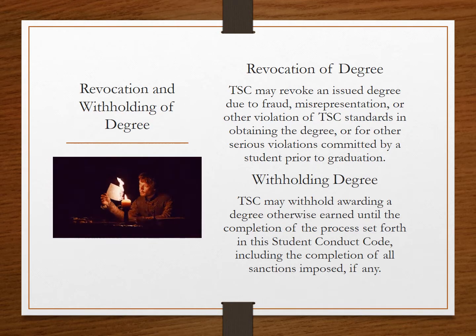Revocation and withholding of degree. Revocation of degree: state colleges may revoke an issued degree due to fraud, misrepresentation, or other violation of the Sage Colleges' standards in obtaining the degree, or for other serious violations committed by a student prior to graduation. Withholding degree: the Sage Colleges may withhold awarding a degree otherwise earned until the completion of the process set forth in the Student Code of Conduct, including the completion of all sanctions imposed, if any.